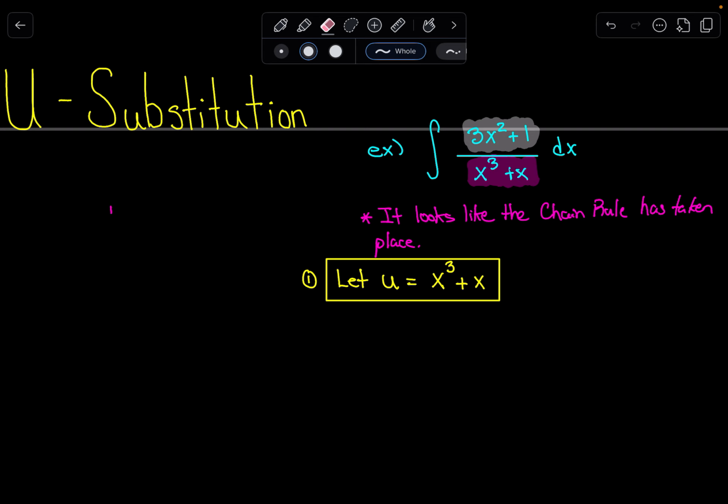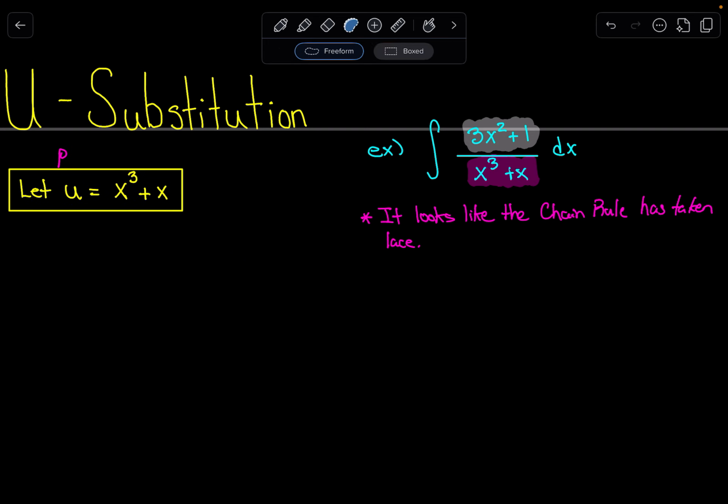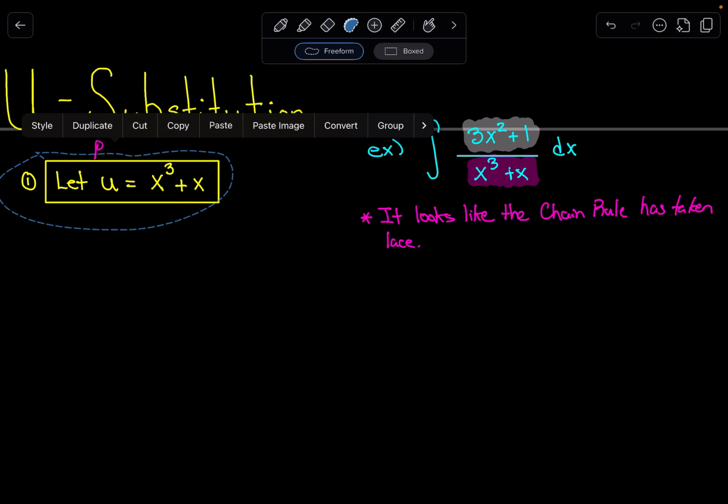Okay, so let's make some space. All right, we're going to move this over. Probably going to take that P with me. That's okay. All right.